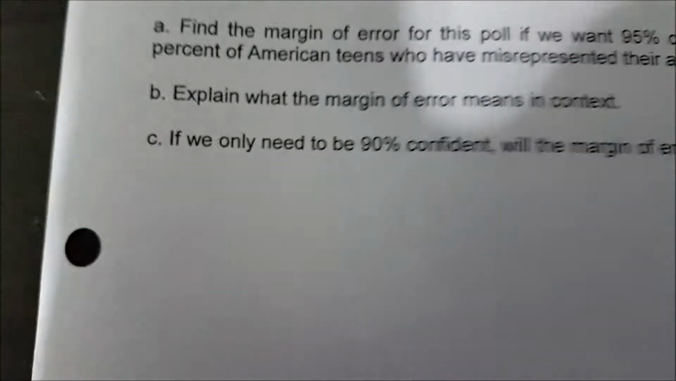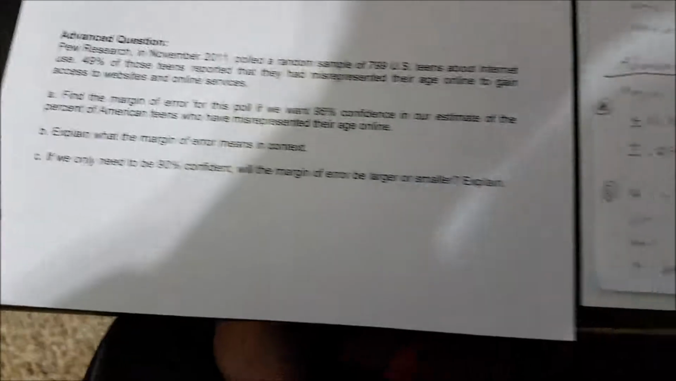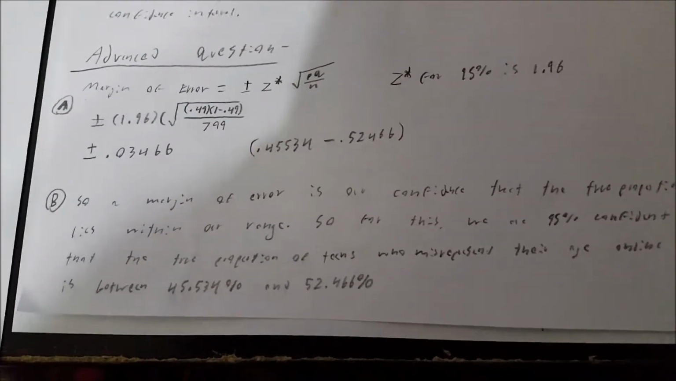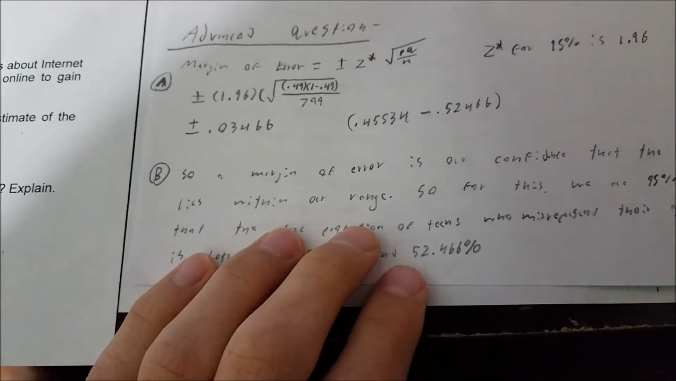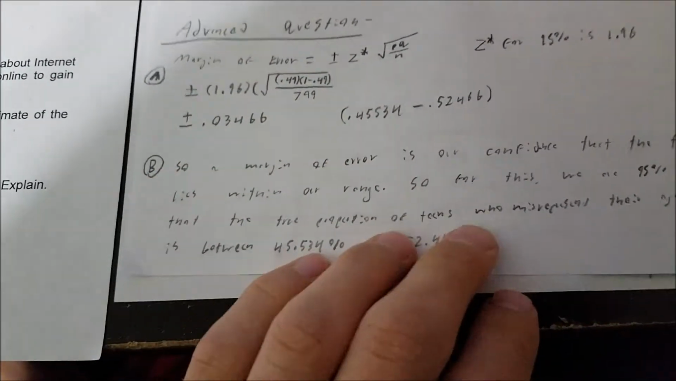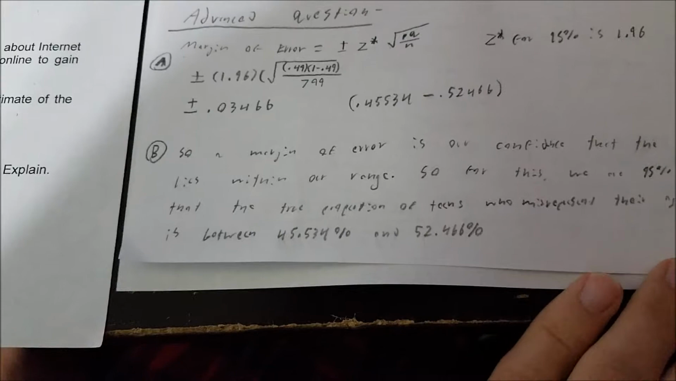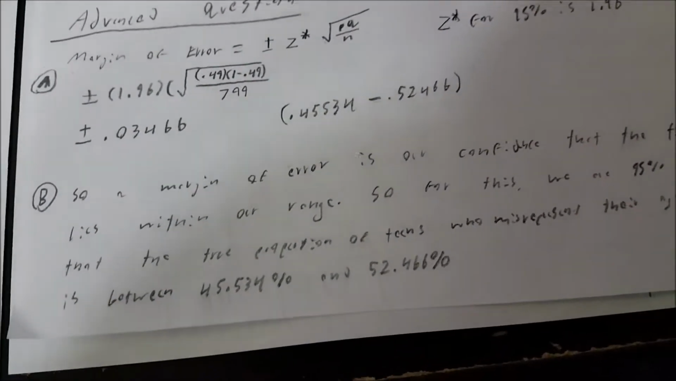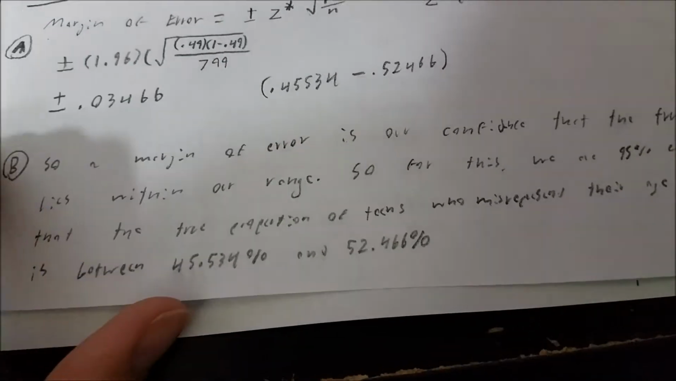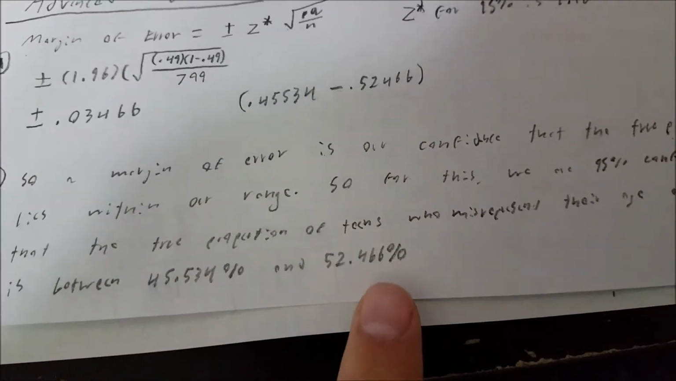B says, explain what the margin of error means in context. Alright, so basically this margin of error is our confidence that the true proportion lies within the range that we found. So for this, we are 95% confident that the true proportion of teens who misrepresented their age online is between 45.534% and 52.466%.